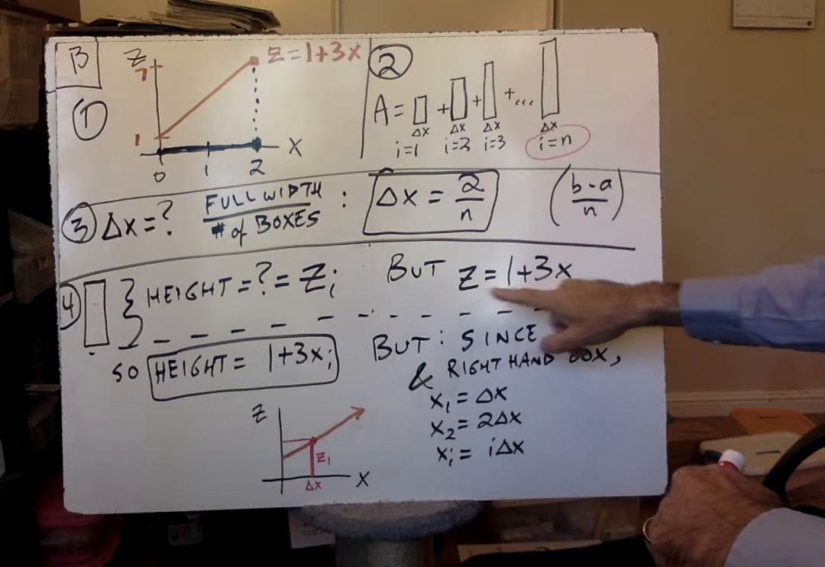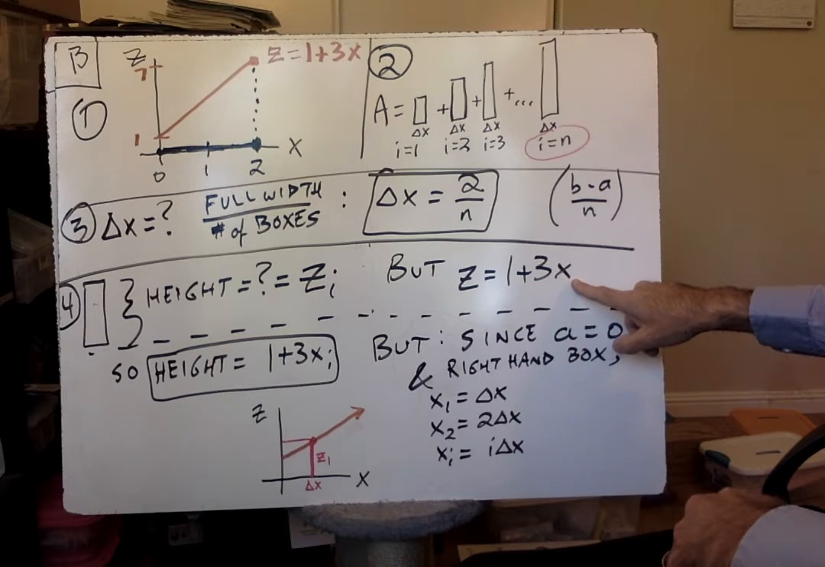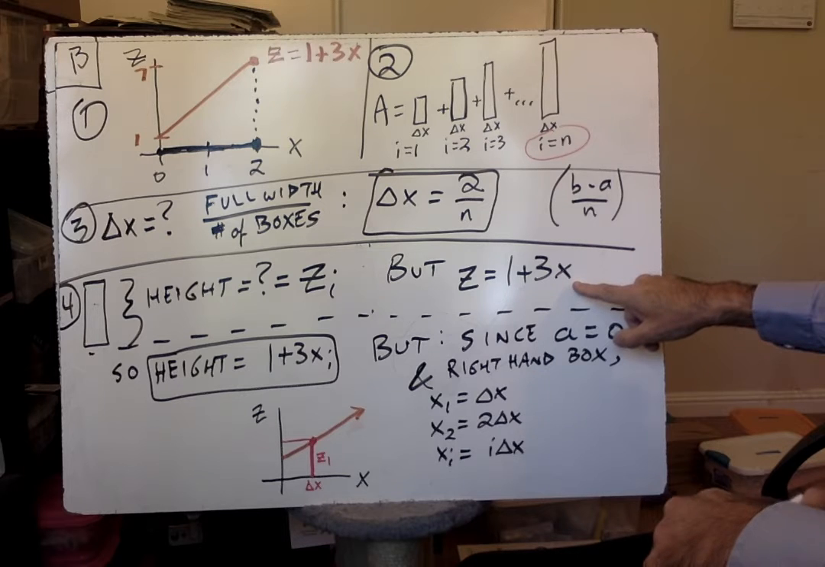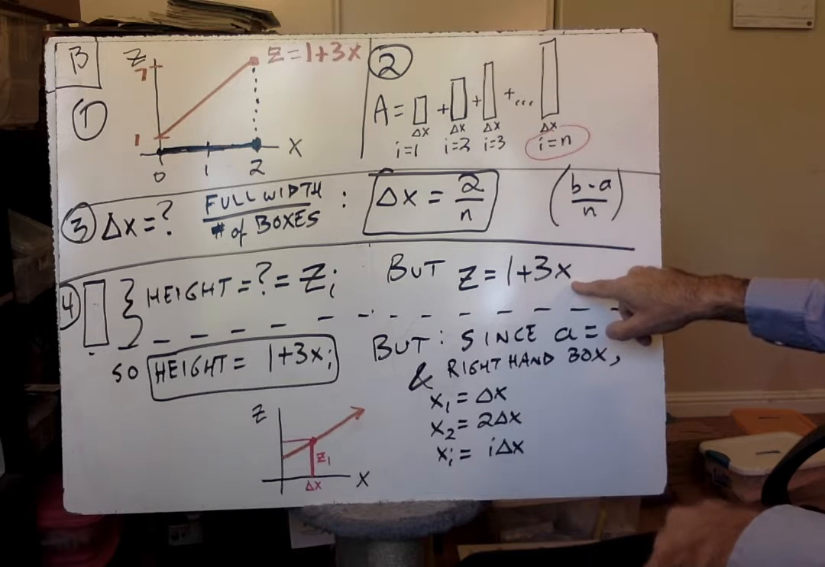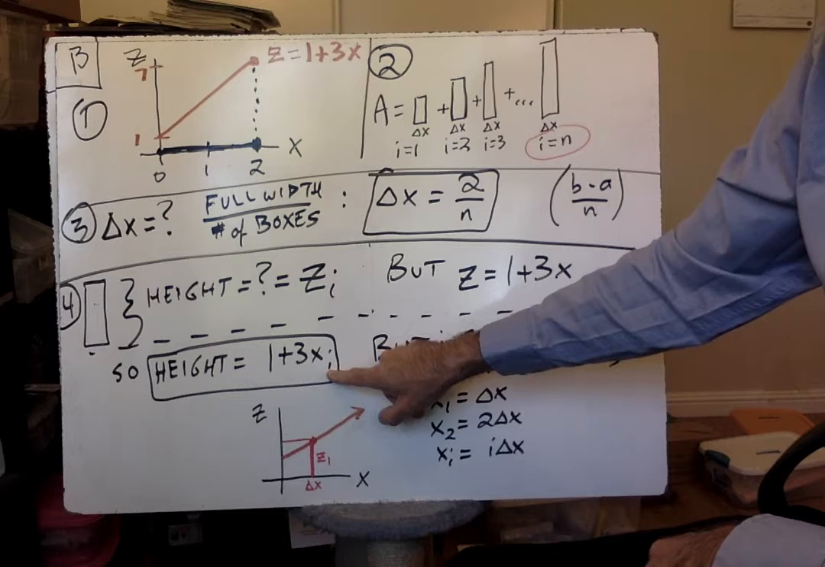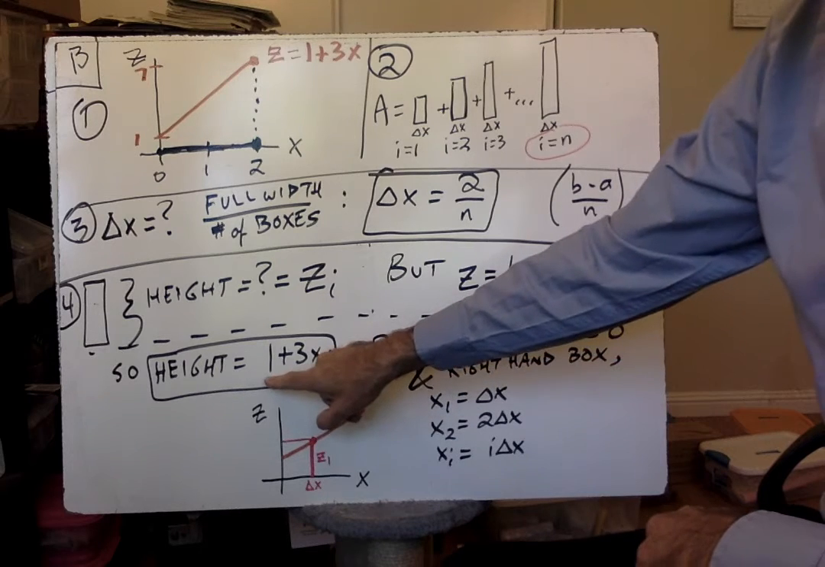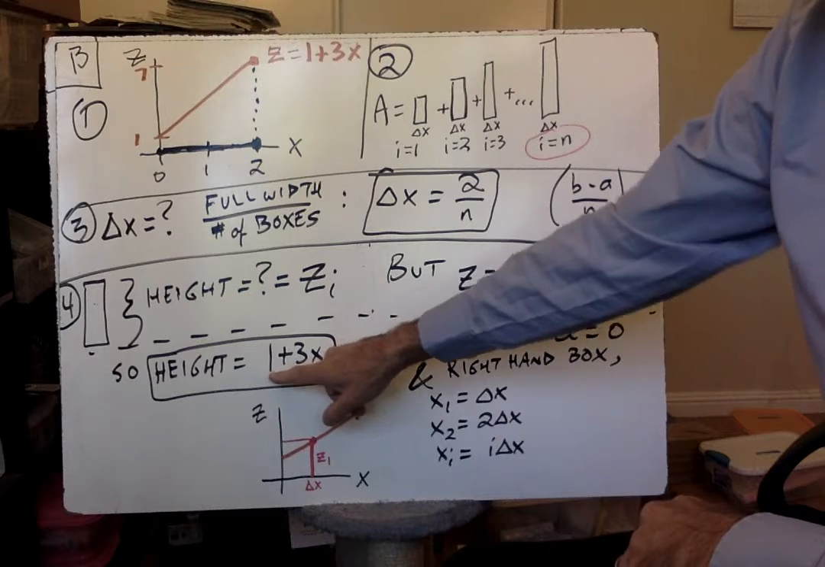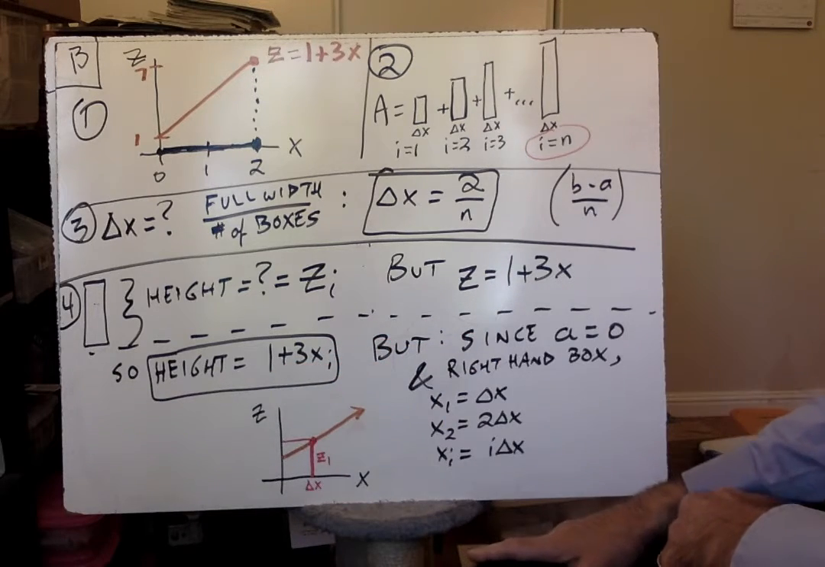First, we start out with z as a function of x, so we write that. That was given in the problem. X is different for every box, right? X is different for every box, so we have to put a little I here, an index. So the height of the first box will be 1 plus 3 times x1. The height of the second box will be 1 plus 3 times x2.